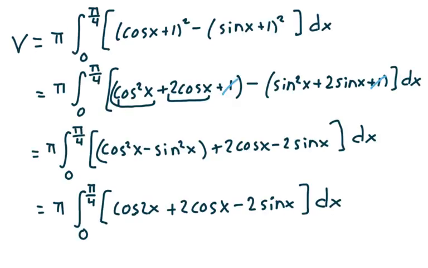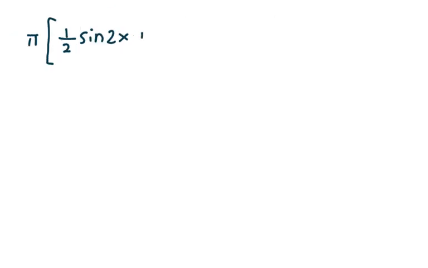So this is pi times the quantity, okay? We get 1/2 sine of 2x, that's the first term, plus 2 sine x plus 2 cosine x. And we're going to evaluate from 0 up to pi over 4.